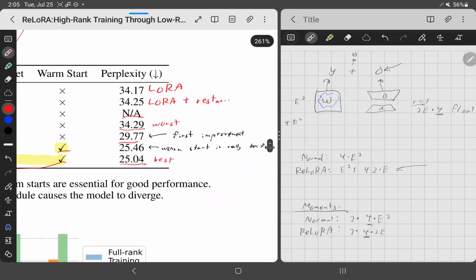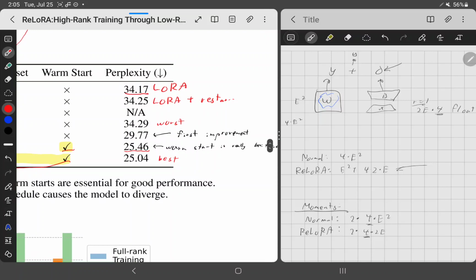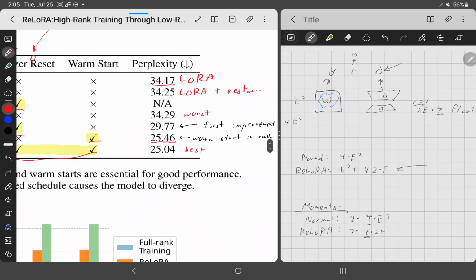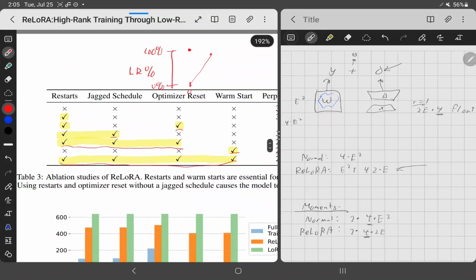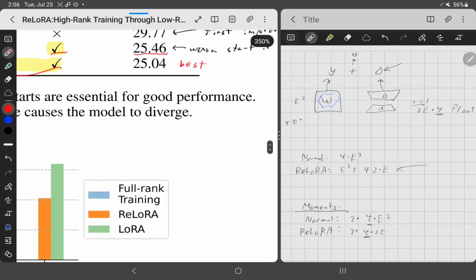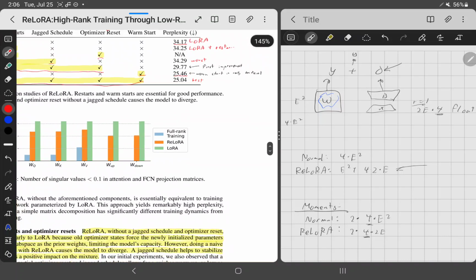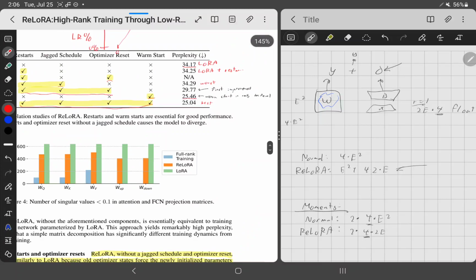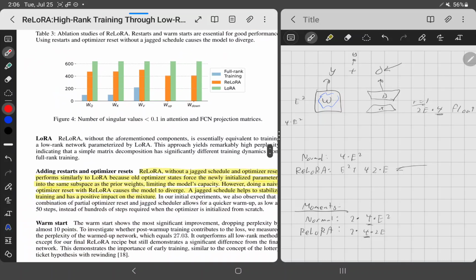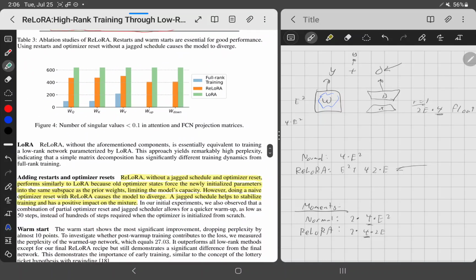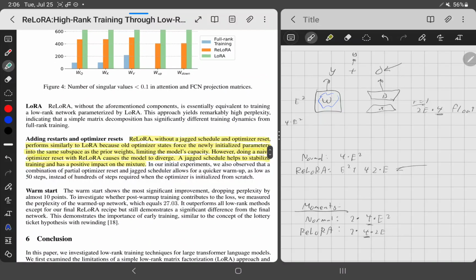And if you have all four of these, then it does really well. But you can see that if we just look at the restarts, or the normal LoRa, and you look at the one with the warm start, it does a lot better. And if you add the restarts, jagged scheduler, and optimizer reset, you get even more performance. And I guess without the scheduler, that causes it to diverge. So yeah, that's what we have.